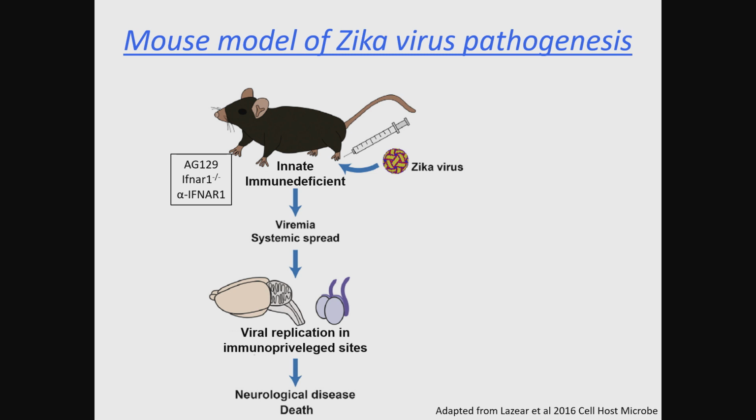So in these immunodeficient mice, we infect the mice with the virus, then the virus spreads systemically, we get viremia, and the virus seeds some of these immunoprivileged sites, including the central nervous system and the male and female reproductive tract. The virus can replicate to high titers in these susceptible tissues, and this can lead to death of the animal.